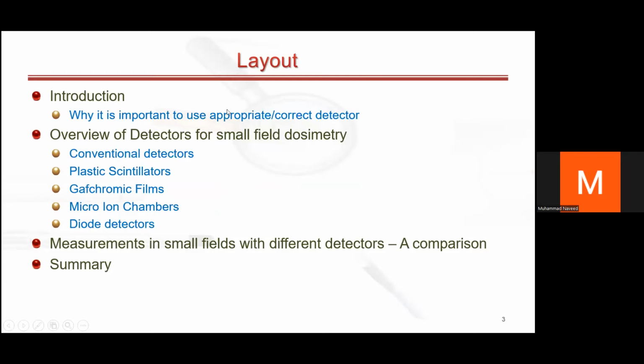This is a brief layout of my presentation. First, I'll introduce what small fields are, and then why it is important to use an appropriate detector. What could be the implications of using the wrong detector in small fields? And then an overview of different detectors, starting from conventional detectors, and then some specialized detectors like plastic scintillators, radiochromic films, micro ion chambers, and diode detectors. And then I'll present a study on measurement in small fields with different detectors. We will compare different detectors in this study. And finally, a brief summary.